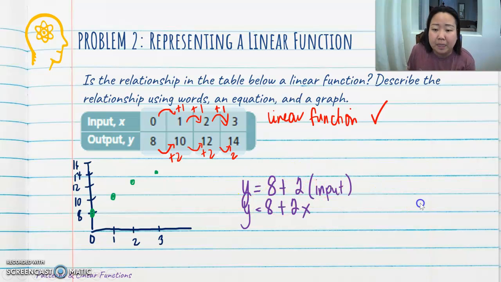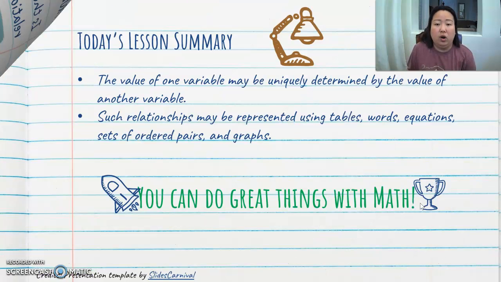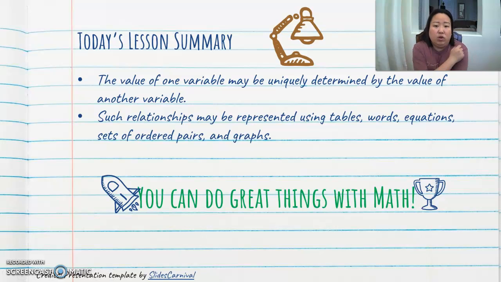To summarize our discussion, the value of one variable may be uniquely determined by the value of another variable. That's the relationship between our independent and dependent variable. Relationships may be represented using tables, words, equations, sets of ordered pairs, and of course, graphs.